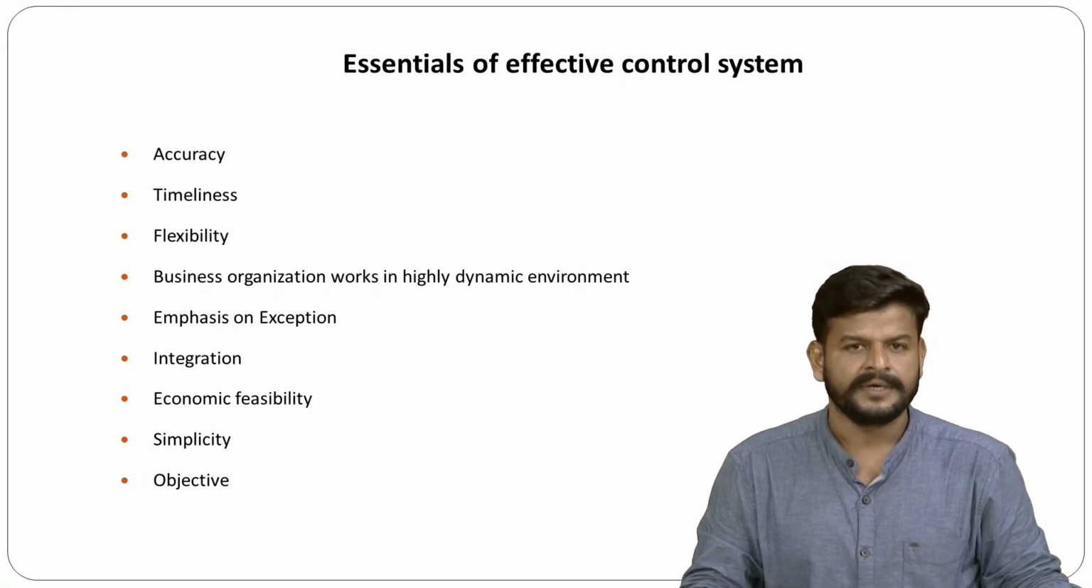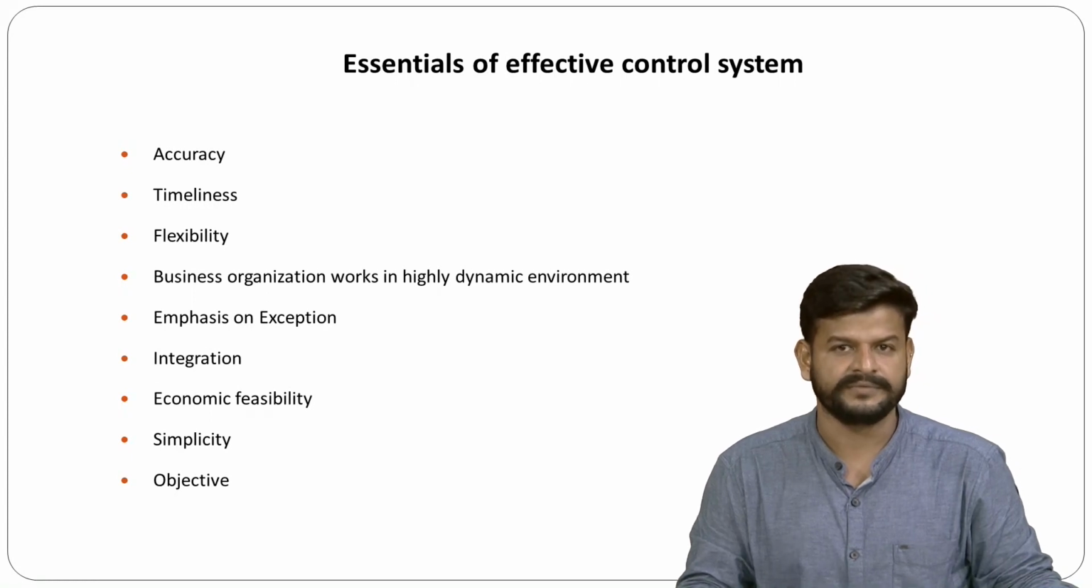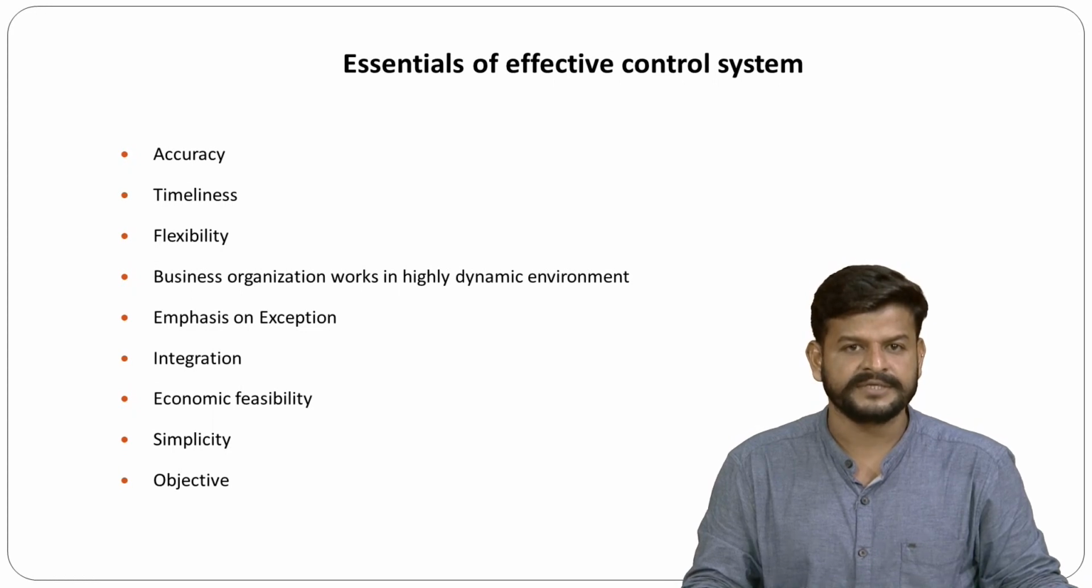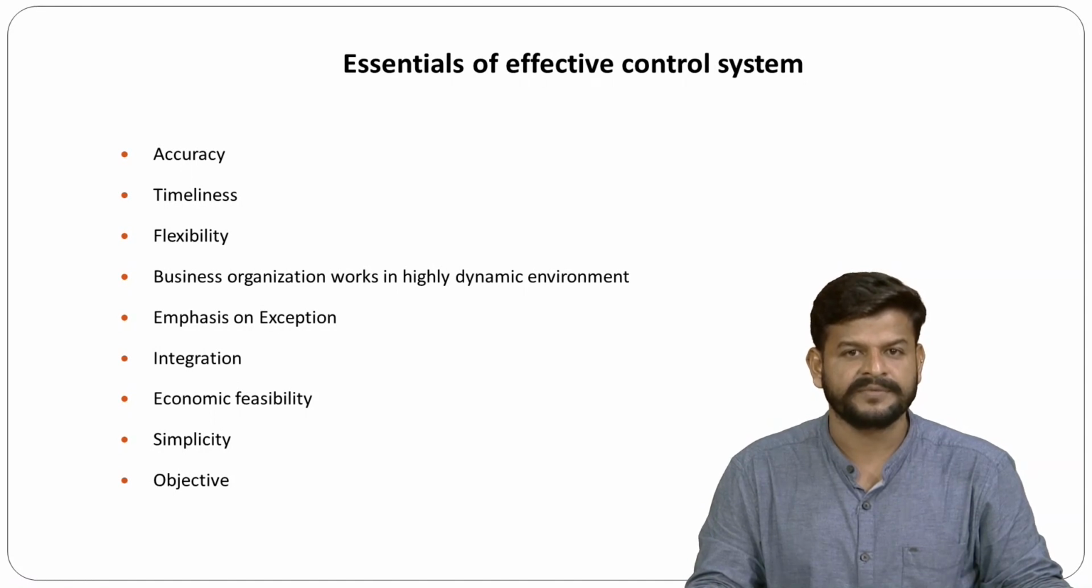Next one is integration. In an organization, the control system is designed and executed to contribute to the overall achievement of organizational objectives. Therefore, the control system has to integrate with the organizational objectives and strategic goals. Control must function in consistence with the strategic objectives and performance standards. Therefore, integration is the key point to make the control system effective for an organization. Next is economic feasibility.